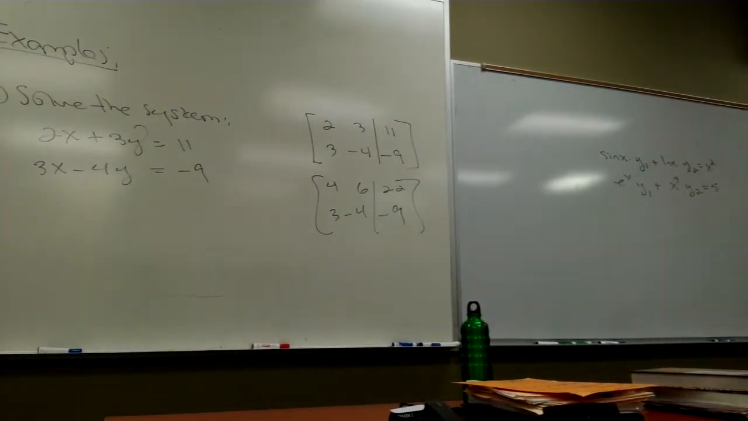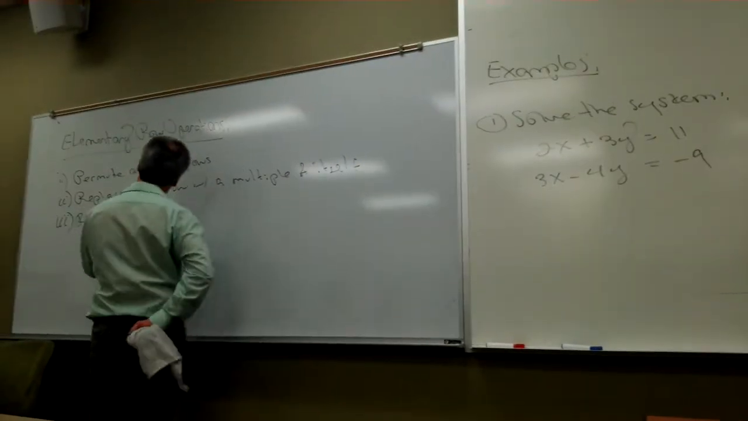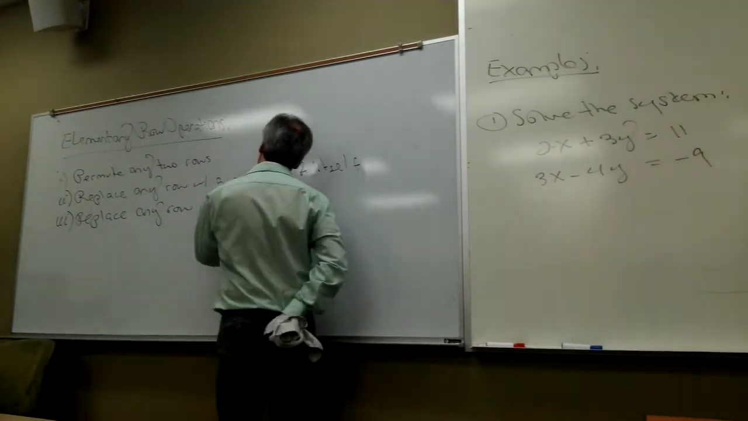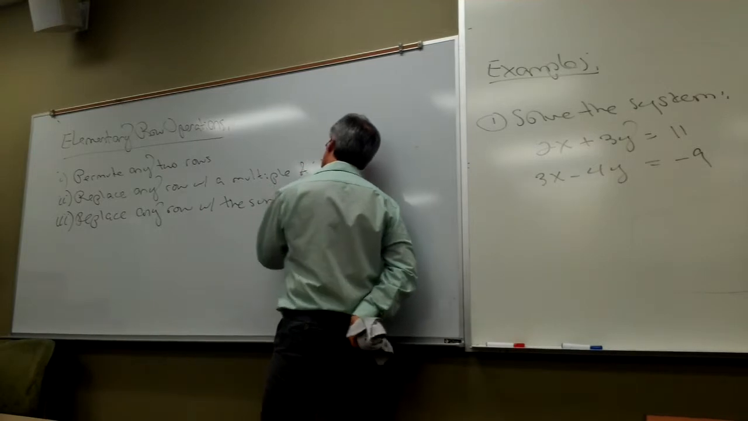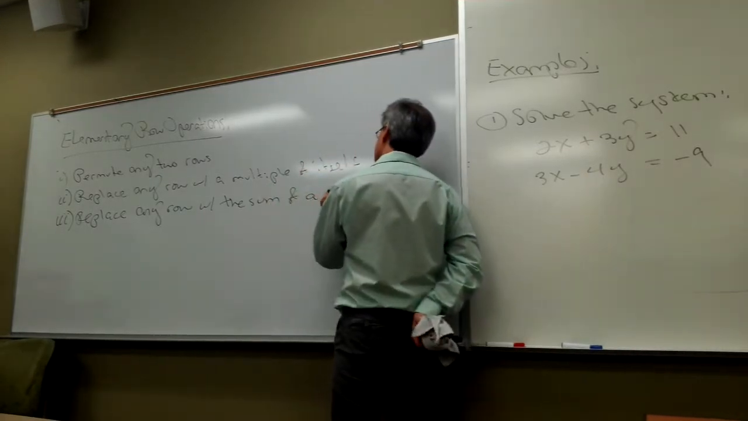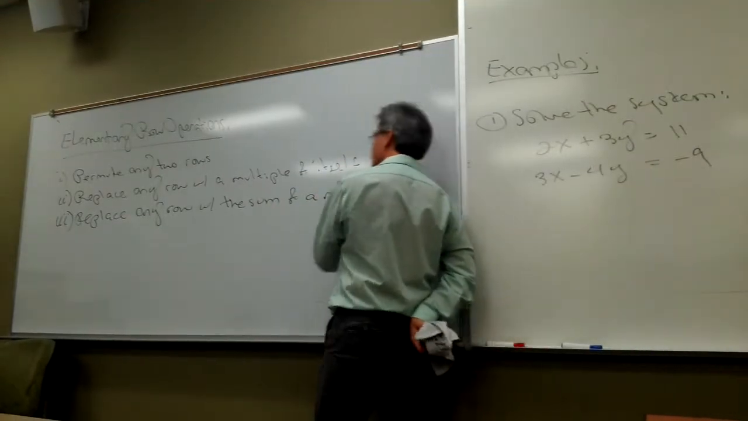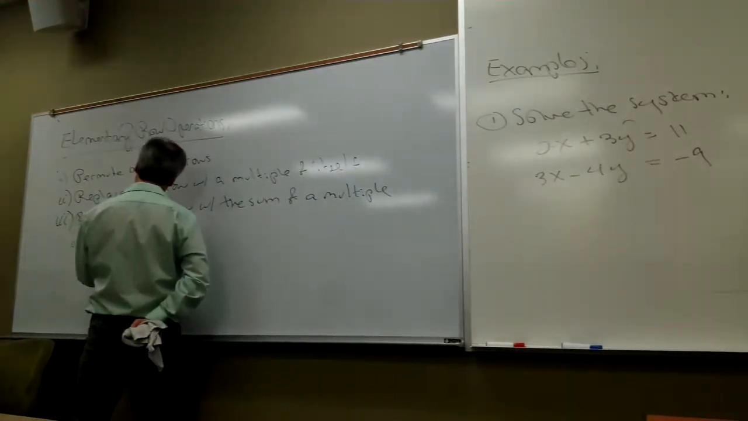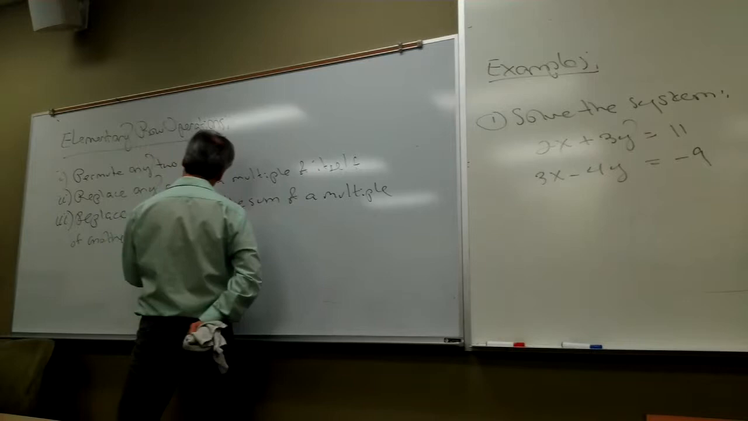That was the second elementary operation. Now the third: I can replace any row with the sum of a multiple of another row and itself.